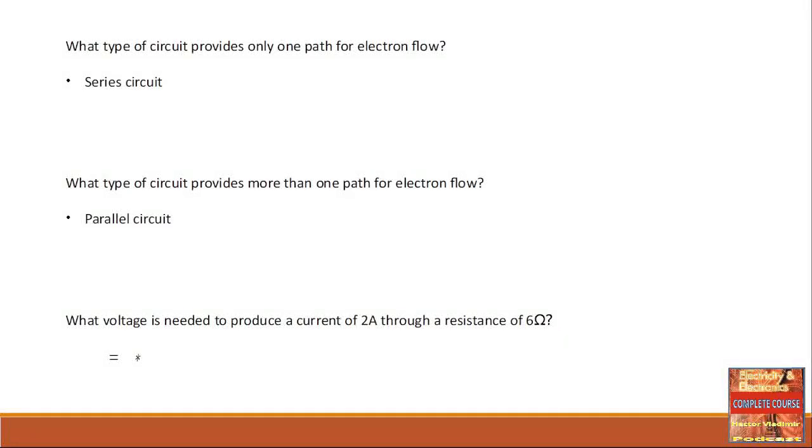What voltage is needed to produce a current of 2 amps through a resistance of 6 ohms? For this we use the Ohm's law formula, which could be arranged as E, or voltage, equals I, or current, times R, or resistance. In this case, voltage equals 2 amps times 6 ohms, which gives us voltage equal to 12 volts.